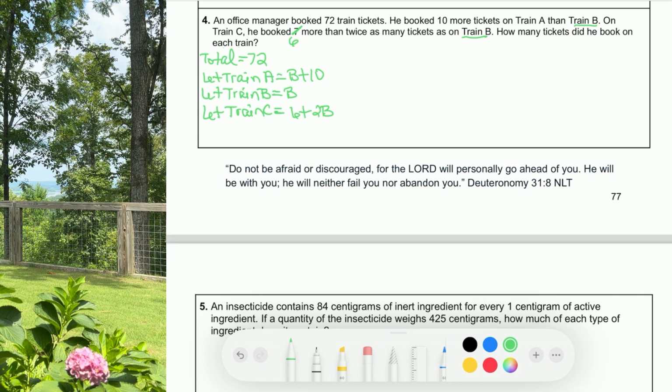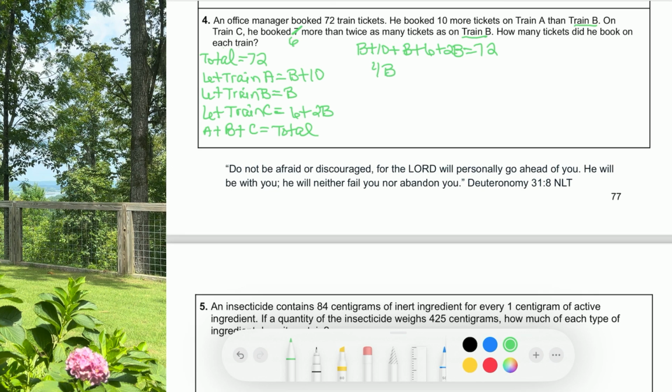All right, so to find a total of something, we would say train A plus train B plus train C gives us our total. So we're going to use this to form our equation. I'm going to replace the A with B plus 10 because that's what we designated as equaling train A. Train B is just B. And then train C was 6 plus 2B. And our total was 72.